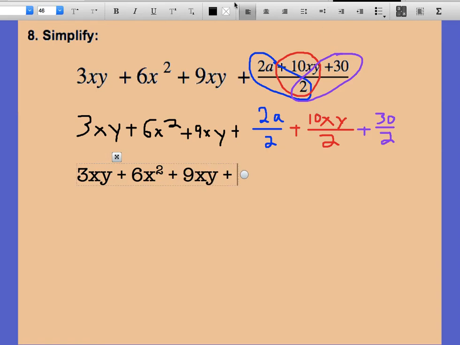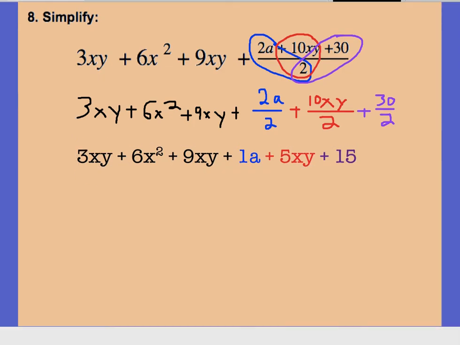plus, and I'm going to color code this again. So 2a divided by 2. 2 divided by 2 is 1, so that's 1a. Plus 10xy divided by 2. 10 divided by 2 is 5. Keep the variables xy. Even though it's xy, we just rewrite them. Plus 30 divided by 2, I can do that. That's 15.